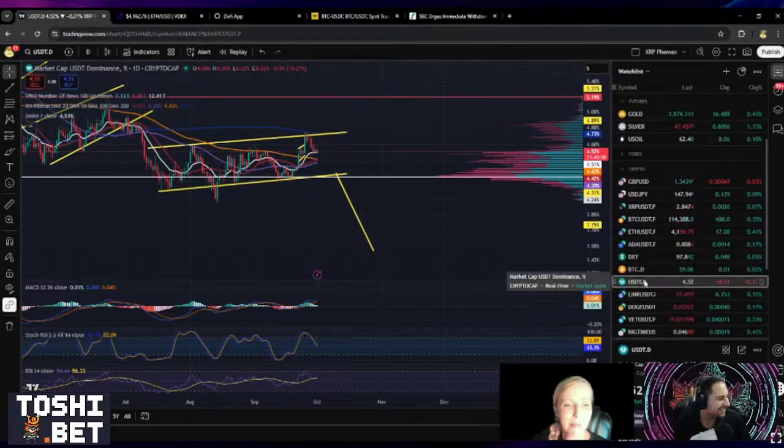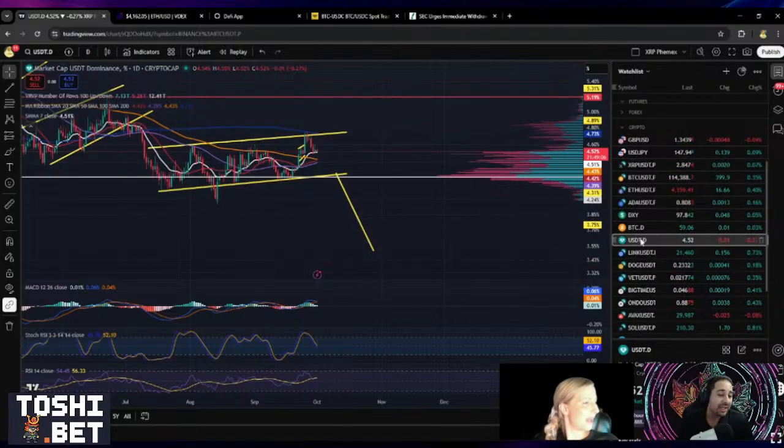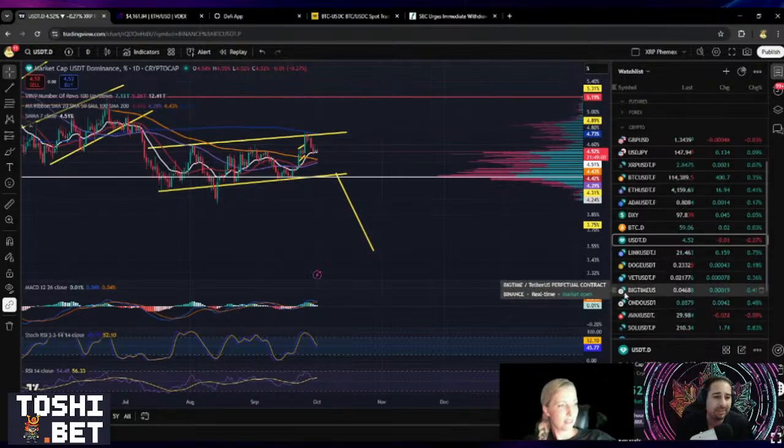That's hilarious. Okay, so that's kind of what I'm looking at. Altcoins are going to hold their own, but I think Bitcoin is going to be the king right now.